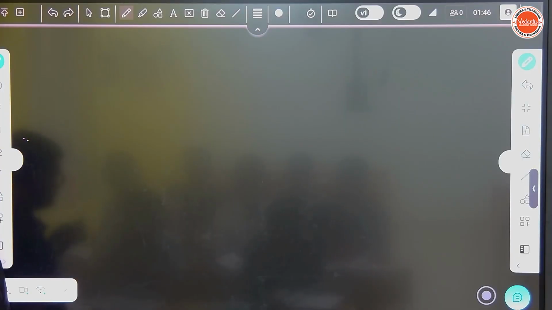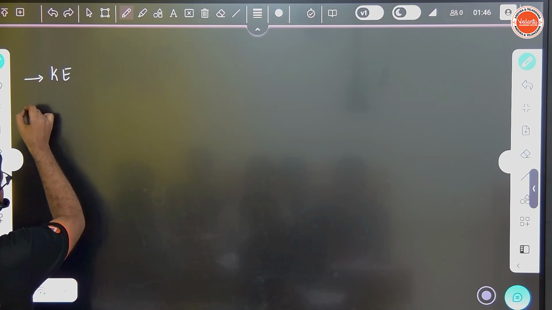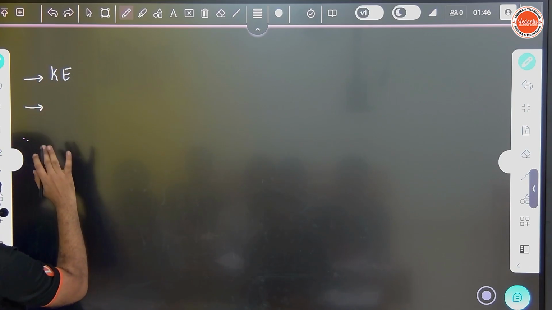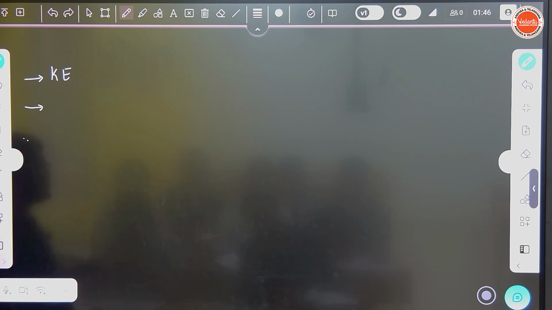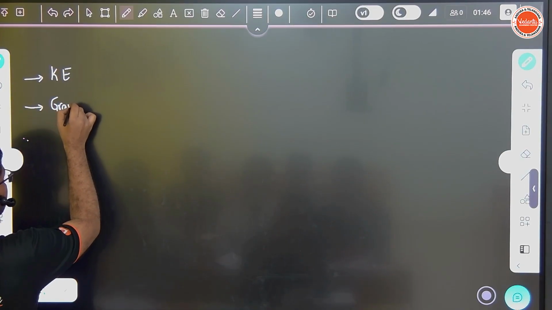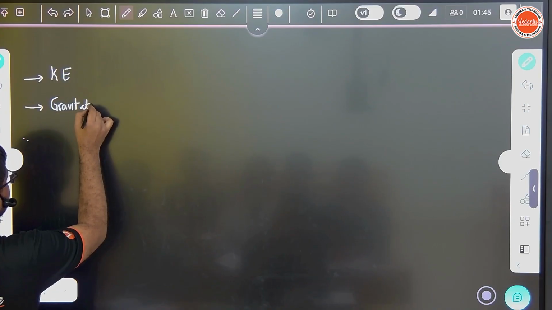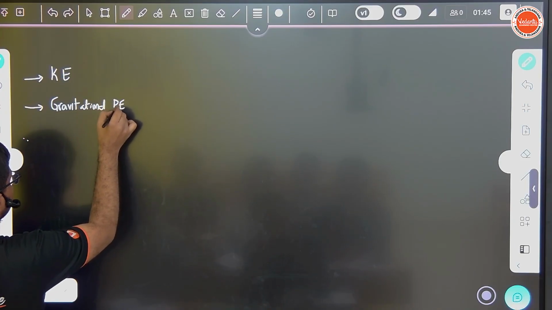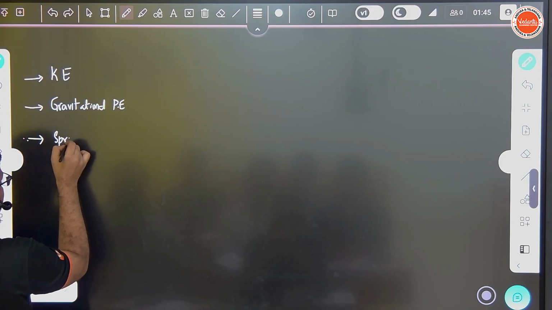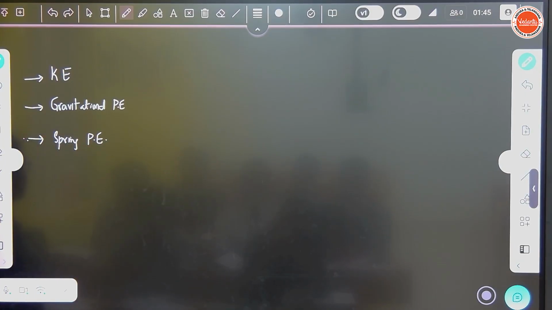What are all the different energies that we are going to encounter in these mechanics problems? One is kinetic energy, right? Another one, potential energy. Tell me what are all the potential energies we have. One is the gravitational potential energy, and then also we have a spring potential energy. Anything else? That's it, right? That's it.